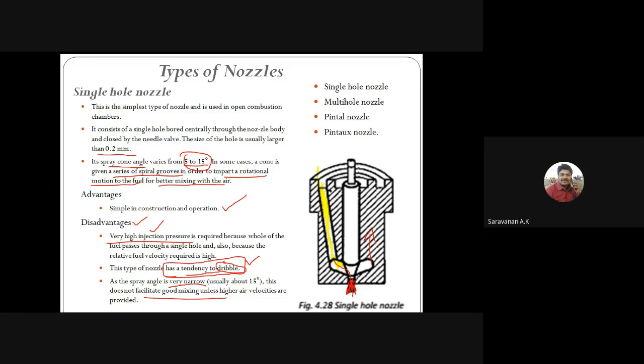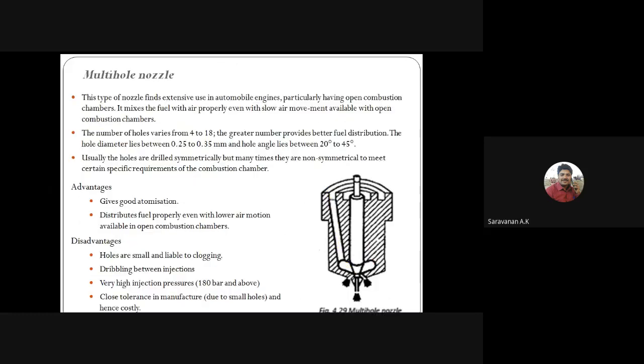Now in the case of the multi-hole nozzle, what is the difference between single hole and multi-hole? Here we are using only one hole. For the multi-hole nozzle, we have multiple outlets. This type is also used in an open combustion chamber.